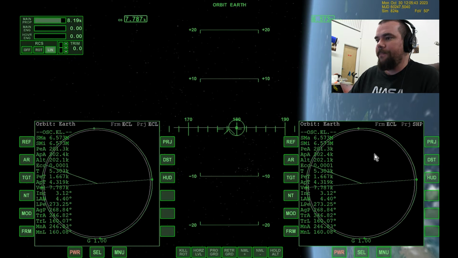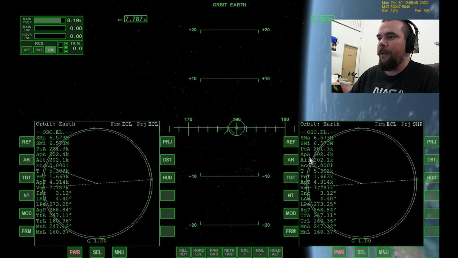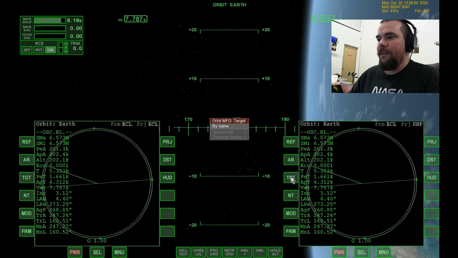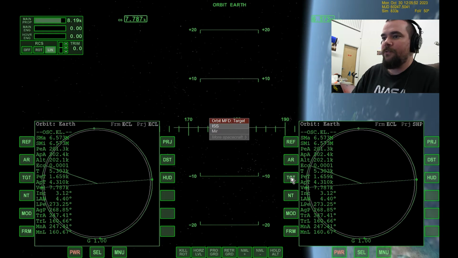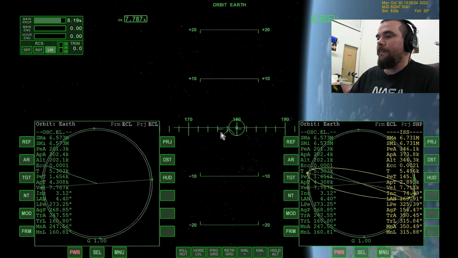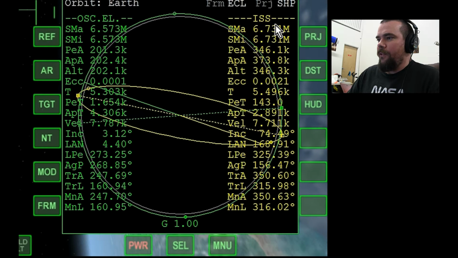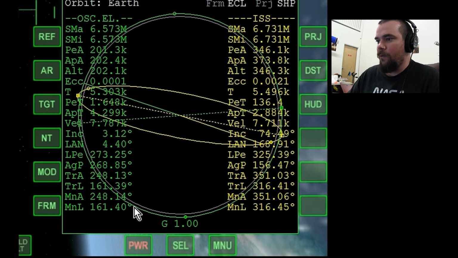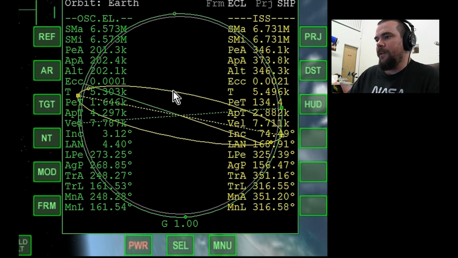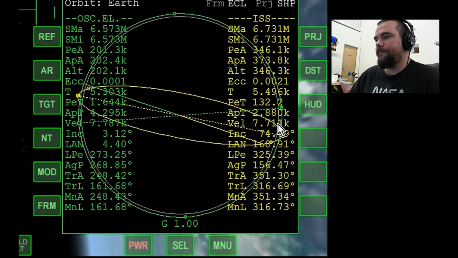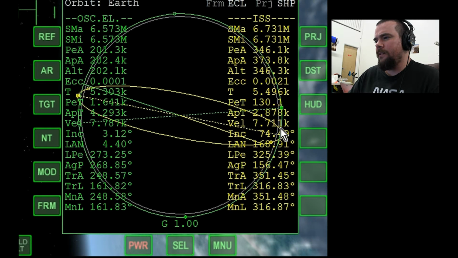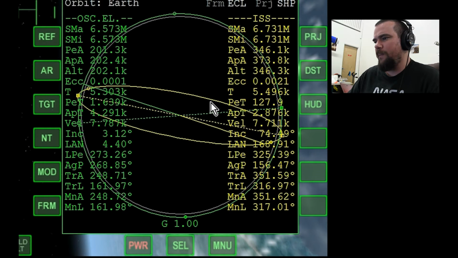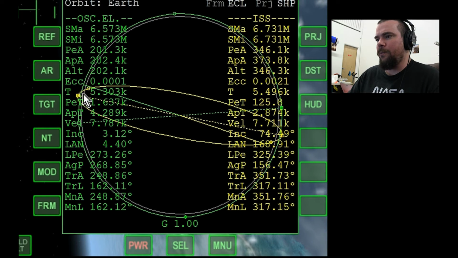All right, so down here in my orbit MFD, I've just got myself right now. But what I can do is add the International Space Station as a target. On the left side is my ship, and on the right side is the International Space Station. Once again, the green line is my orbit, and the yellow line is the International Space Station orbit. Now, you'll probably notice right away that the orbit of the space station doesn't make any sense. It looks like it's going through the planet.